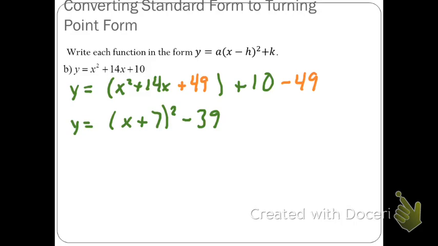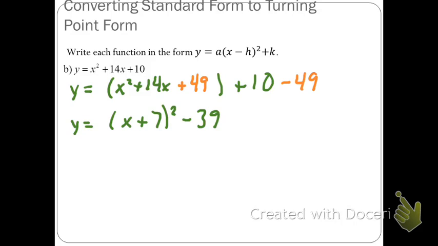Super easy, right? So I grouped the x squared and 14x together, completed the square, and then I made sure I subtracted the same value that I added so that I, in essence, didn't change the value of the right side of the equation. And then I just rewrote it in the form x minus h squared plus k, where h would be negative 7, or the vertex, I should say, would be negative 7, comma, negative 39.